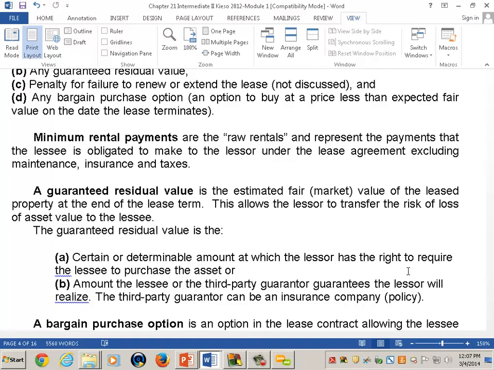We will get back to that, but just realize that the guaranteed residual value could be guaranteed by the lessee or a third party. So when we talk about the asset having to be valued at the present value of the minimum lease payments, the minimum lease payments or minimum rentals, and again, you have to exclude executory costs.